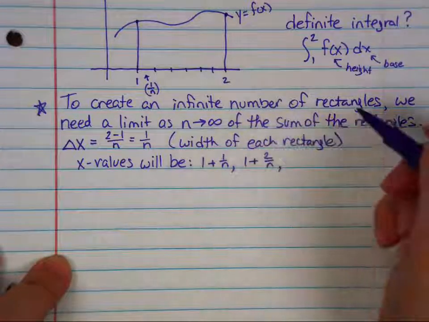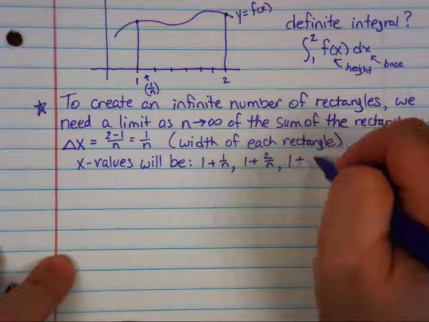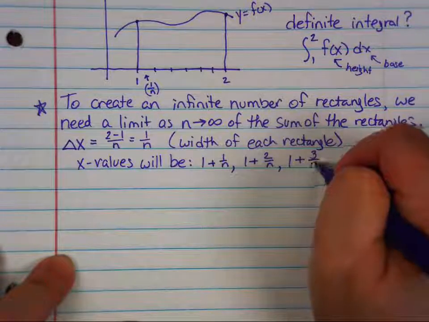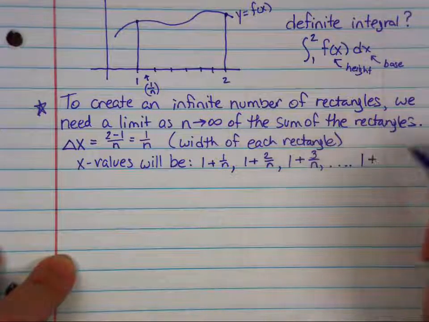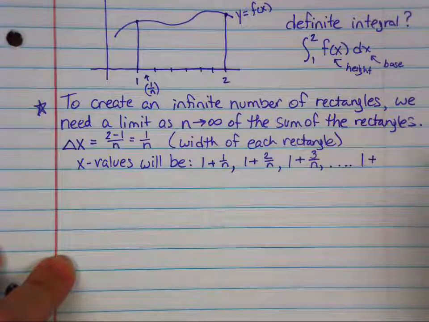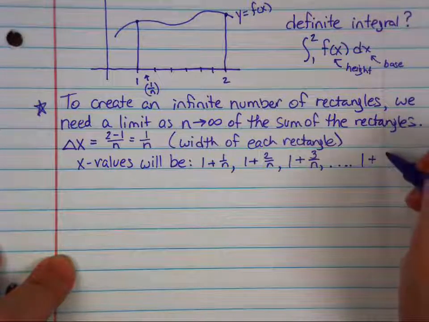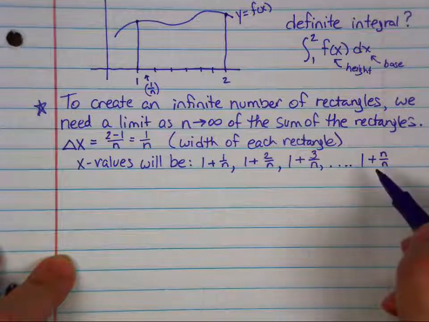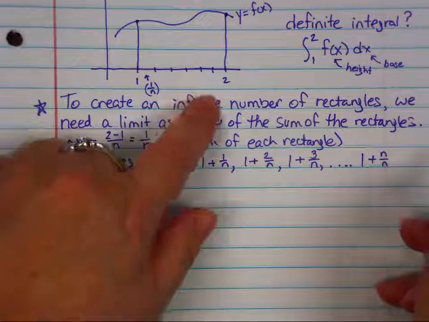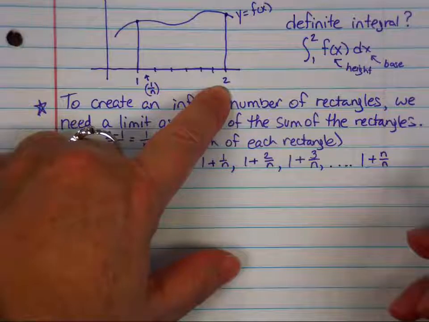Is everybody seeing how I'm getting this? What's the next one? 1 plus what? 3 over n. Now I don't want to list them all. Tell me what the last one would be. 1 plus what over n? N over n. Now think about it. What is n over n? 1. What's 1 plus 1? 2. Isn't that the last number on the interval? Yeah. See how that works?